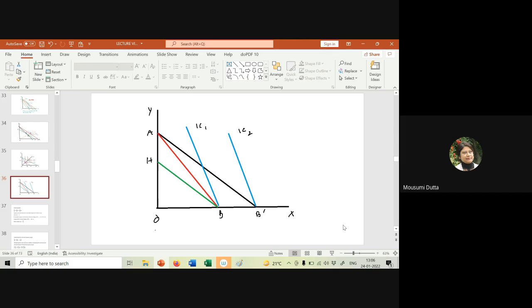Let AB be the original budget line within which IC1 is the highest attainable indifference curve at B. Thus, OB of X is purchased.